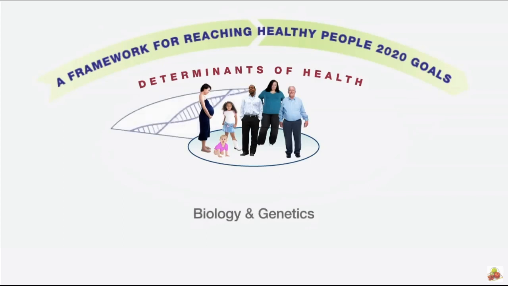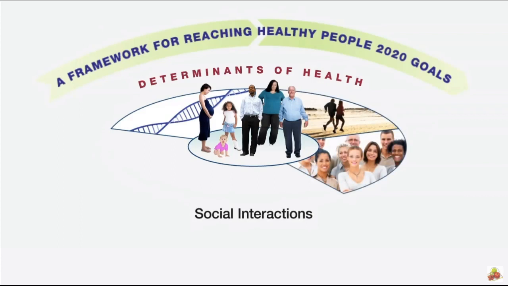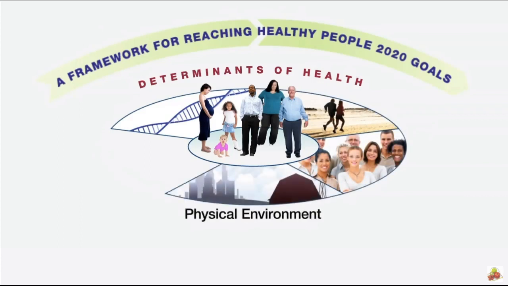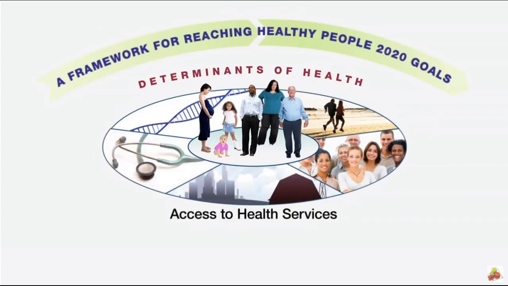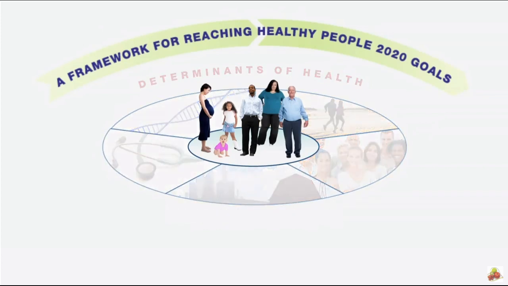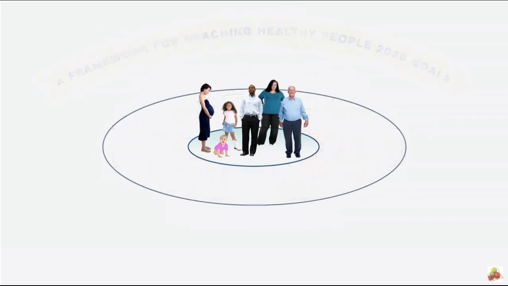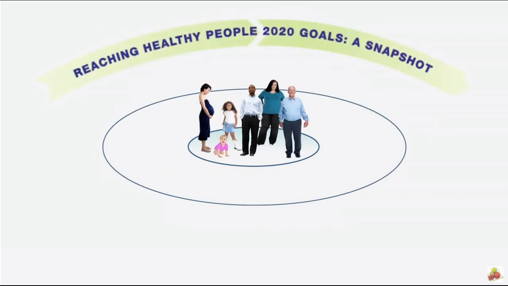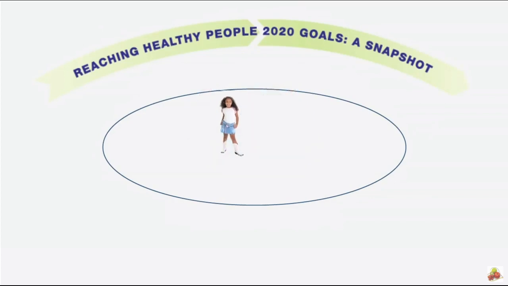Determinants of health include biological and genetic makeup, individual behavior, social interactions and norms, the physical environment, and access to health services. For example, stress, discrimination, education, housing, and unemployment are all determinants of health. Healthy People 2020 places new emphasis on the social determinants of health, while continuing to address the full range of determinants. Health starts in our homes, schools, and communities. Let's take a closer look at how determinants of health can affect our lives.